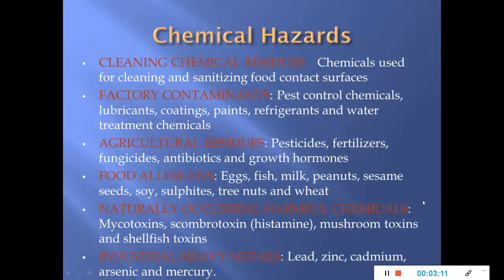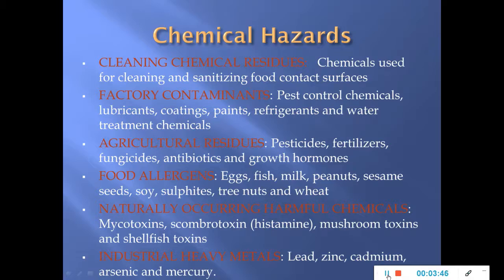Coming to the case of food allergens, different products such as eggs, fish, milk, peanuts, sesame seeds, soy, sulfites, tree nuts and wheat could serve as food allergens. Now you might think, okay, if these are all chemical hazards, how can we include them in our food? Of course, there is no saying that you cannot include these things in the food product, because only some of the population is found to be allergic to these foods.